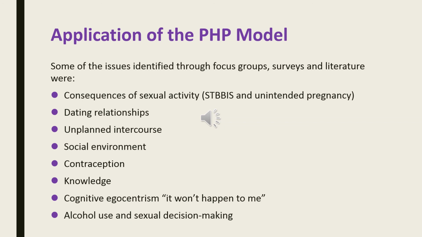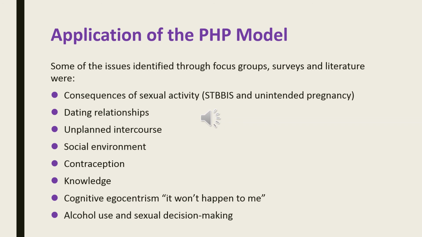Some of the issues identified through the focus groups, surveys, and literature review were consequences of sexual activity. The students talked about concerns related to STBBIs as well as unintended pregnancy. They talked about issues related to their relationships. Adolescents stated that they were embarrassed or afraid to speak to their partners about sexual matters, and they don't always discuss sex because they're fearful of losing their partners. They also talked about unplanned intercourse. Sometimes they said sexual intercourse just happened and therefore they did not plan ahead and use contraception or condoms.